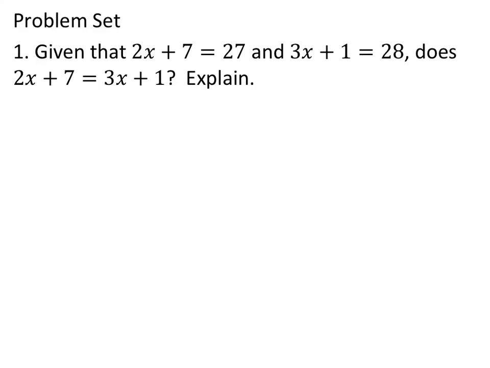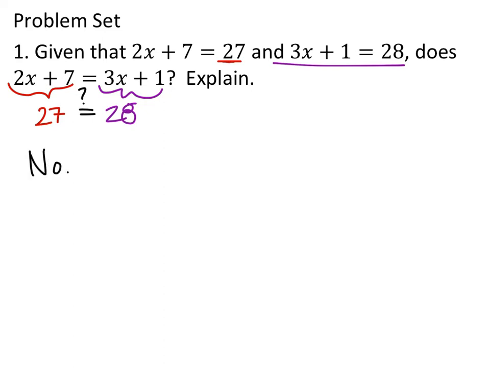Given that 2x plus 7 equals 27, and 3x plus 1 equals 28, does 2x plus 7 equal 3x plus 1? Well, it told us up here that 2x plus 7 is 27, so I could just replace all of this with 27. And it says 3x plus 1 is 28, so I can replace that with 28. And it's asking if this equals the same thing. Well, the answer is no. Why? Because 27 does not equal 28.